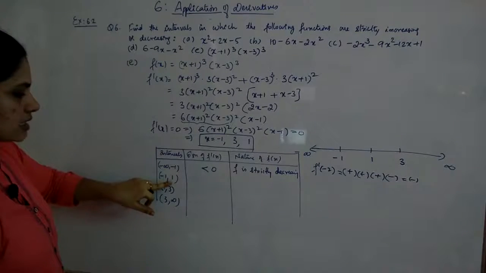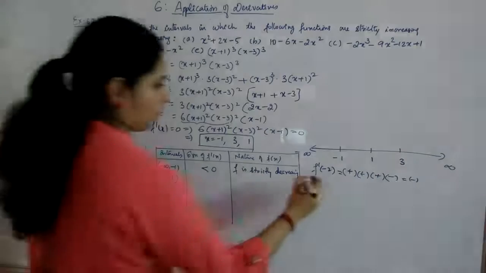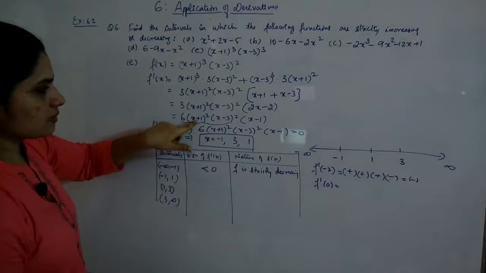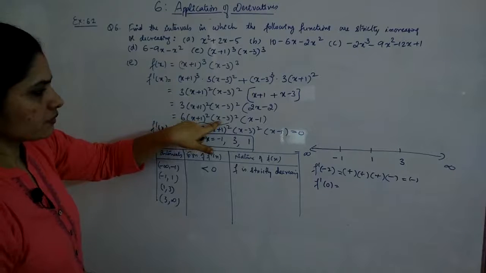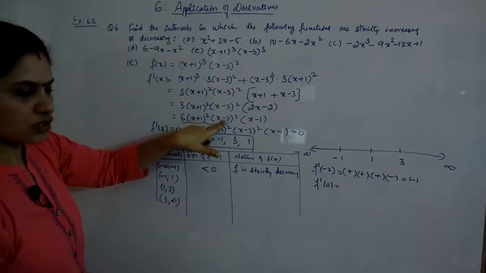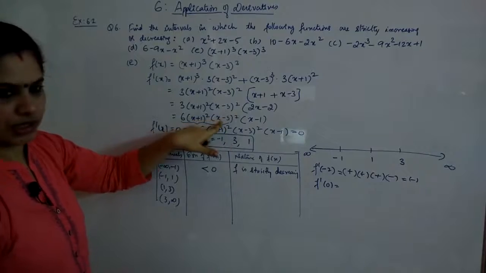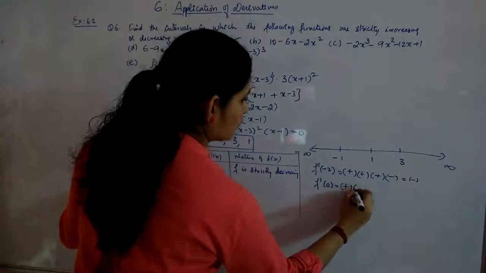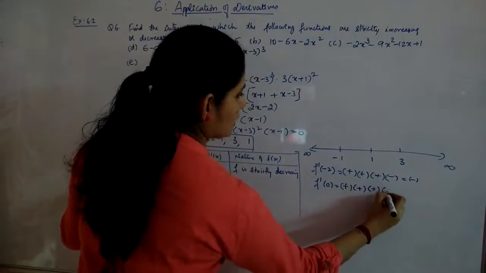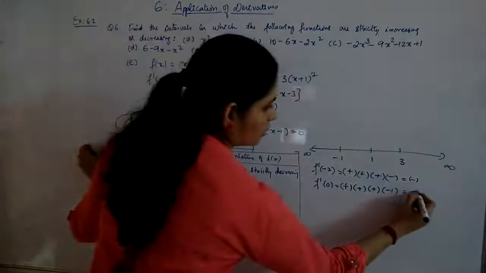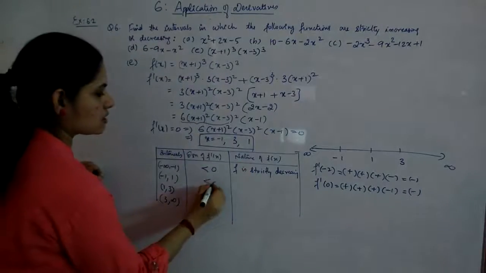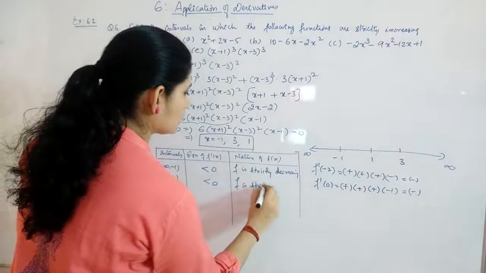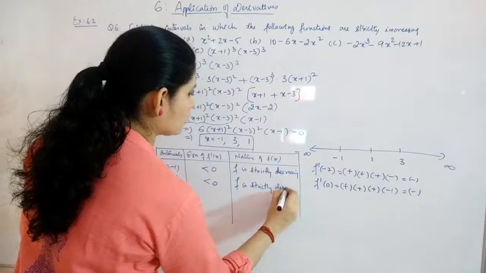Now for the second interval, (-1, 1). Which value are you taking? 0 is okay. If you substitute, this is positive, this is also positive. Even if it is 0 minus 3, the whole square will make it positive. And here you have 0 minus 1. So positive, positive, positive, and the last one again negative. So in total you are getting negative. That means this is also less than 0. So f is strictly decreasing here also.